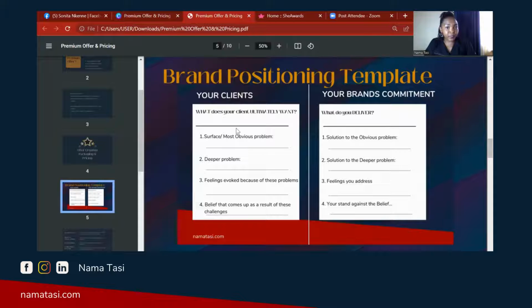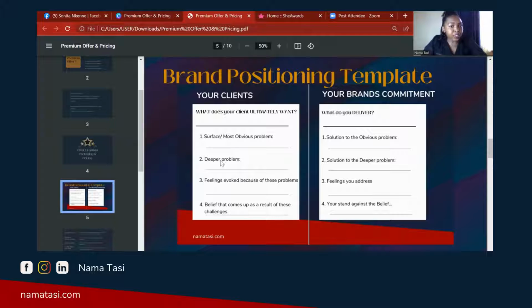So brand positioning, okay. Your clients, what do they ultimately want? And that is what you deliver with your offer, okay. They have an obvious challenge that is keeping them from getting these results, okay. And your offer addresses such problems, okay, the obvious problem.